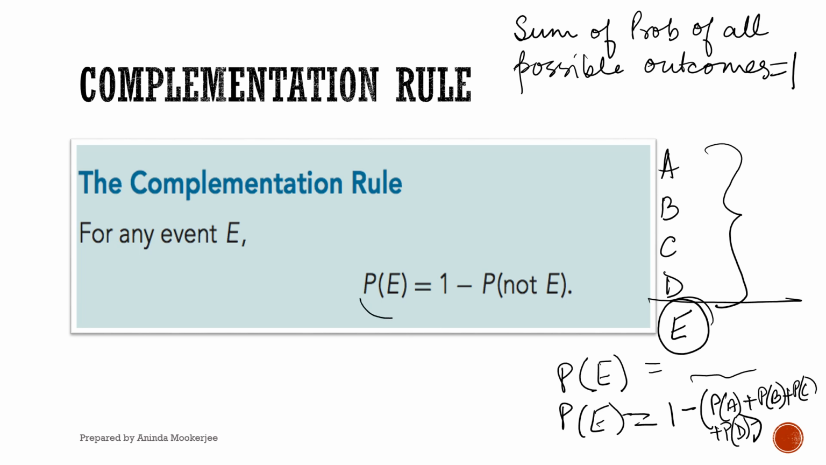Now, likewise, since this is like an identity, if probability of E equals 1 minus probability of not E, and the question is, what is the probability of not E? All right, probability of not E will be equal to 1 minus the probability of E. All right.